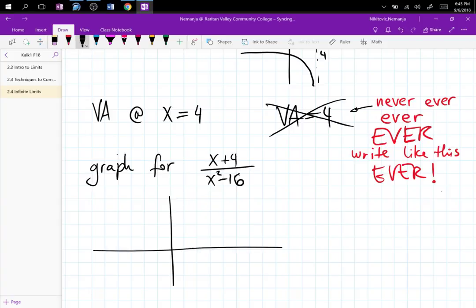I know that there is the vertical asymptote at 4, and I know that there is the open circle at negative 4 because we got negative 1 over 8. So negative 4, negative 1 over 8. The line goes like that and like this.